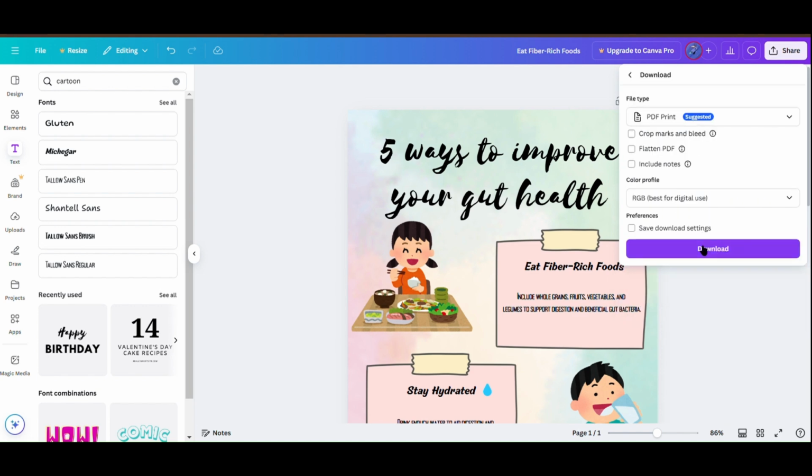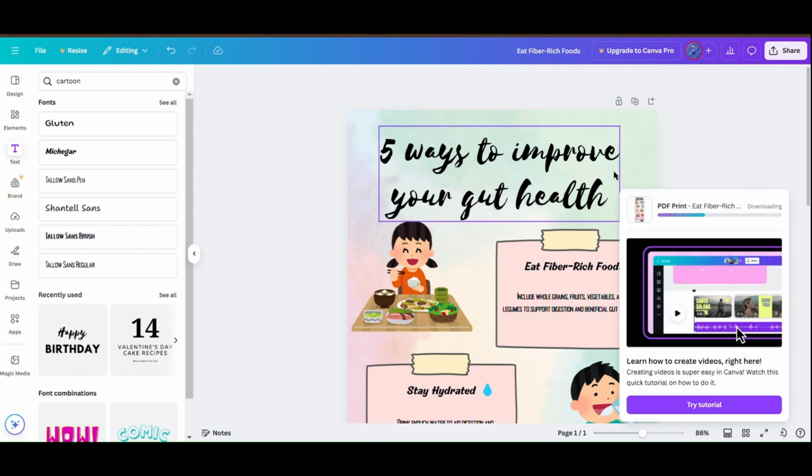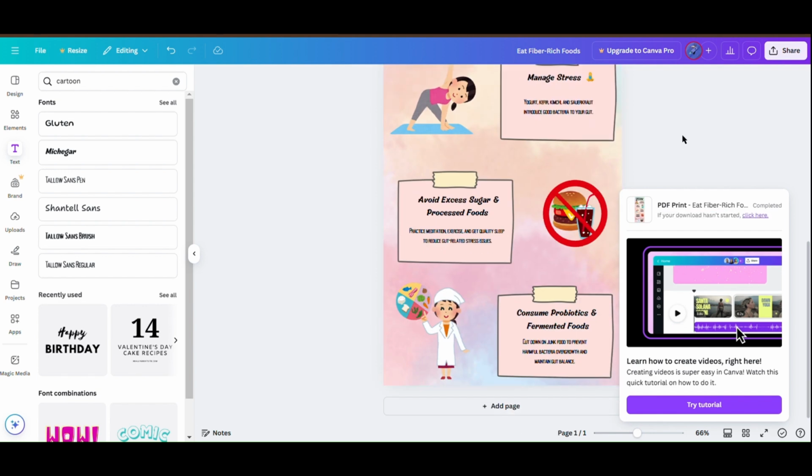So, embrace their potential, experiment with creative designs, and let your visuals speak louder than words.